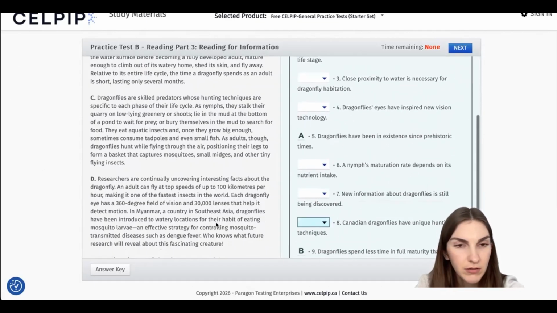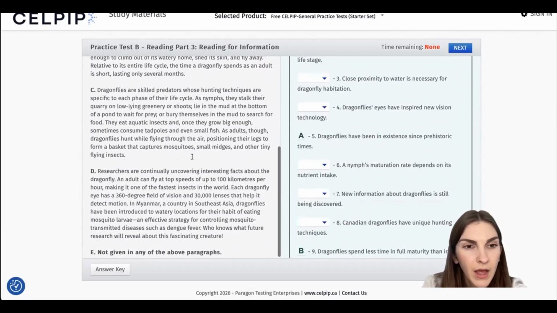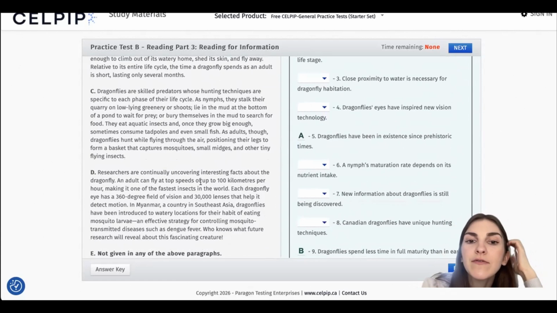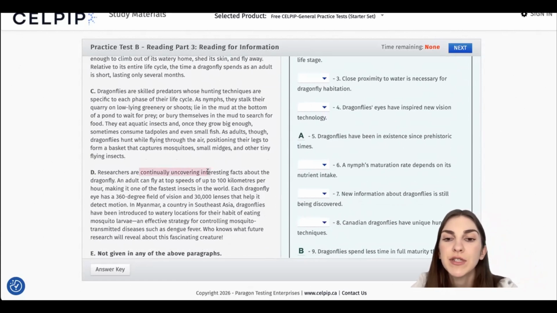Okay, that's interesting. Let's read: the researchers are continually uncovering interesting facts about the dragonfly. So there is still new information about dragonflies being discovered.